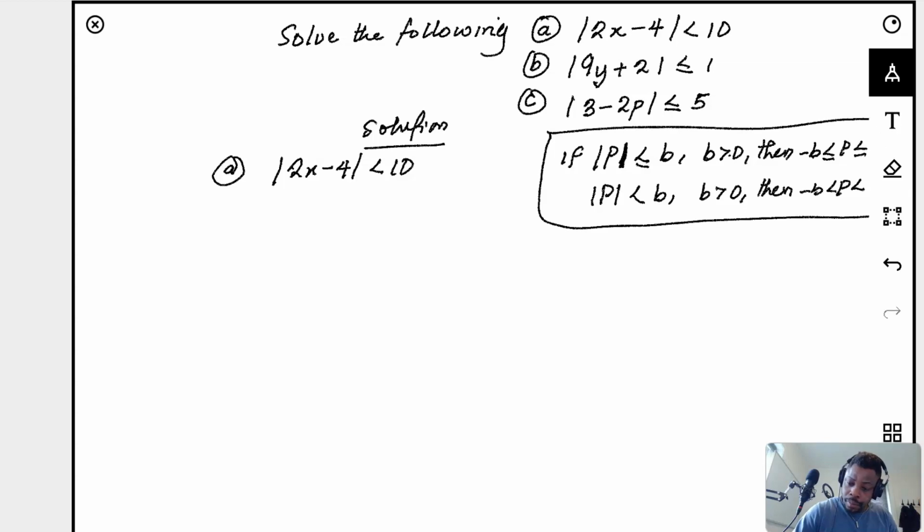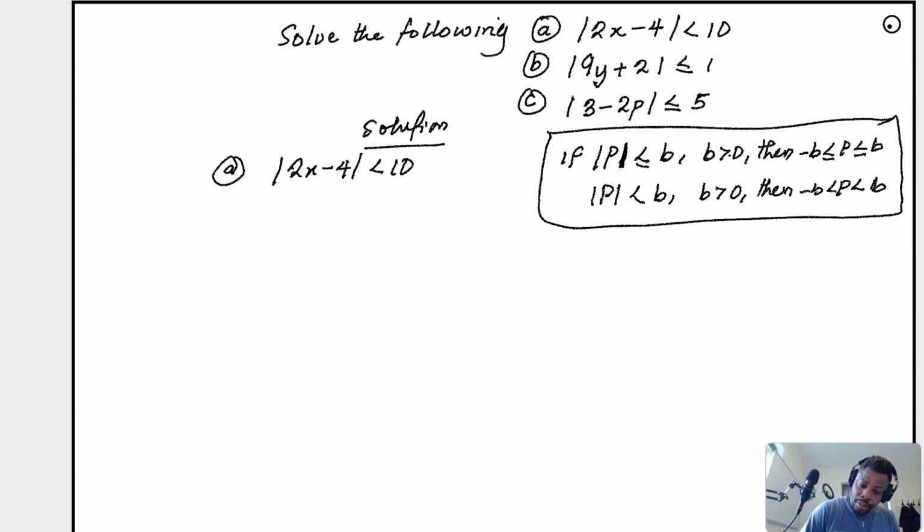Okay, so now let's see. So this is less than, which simply means this rule. And what is our b? Our b is 10, which is greater than 0, so we can use this rule. In a case where your b is less than 0, you cannot use this rule. So here I can rewrite this as minus 10 less than 2x minus 4 less than 10.